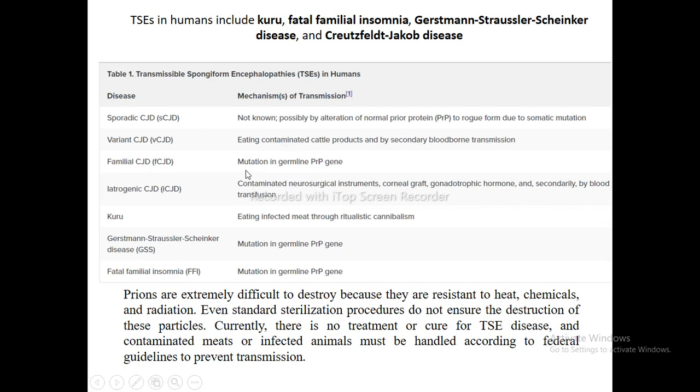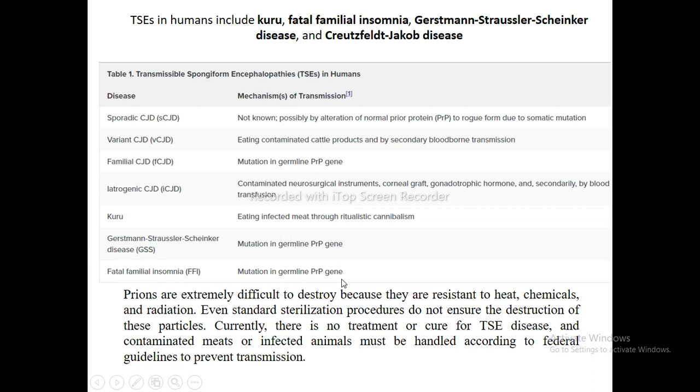Familial CJD results because of mutation in germline PRP genes, and iatrogenic CJD results because of contaminated neurosurgical instruments, corneal grafts, gonadotrophic hormones, and secondarily by blood transfusions. Kuru disease results because of eating infected meat through some ritualistic cannibalism, and GSS results because of mutation in the germline PRP gene, as well as fatal familial insomnia also results from mutation in the germline PRP gene.